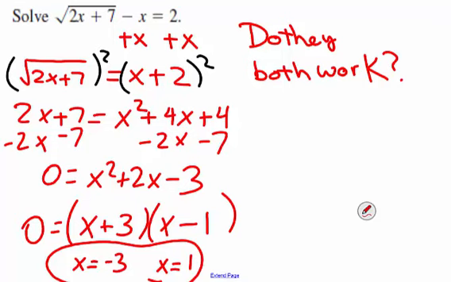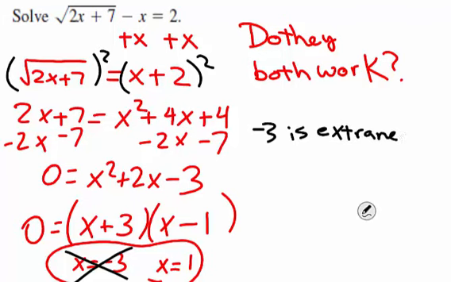Alright, so hopefully by this time you have double checked your work to make sure you get 2 out when you plug in -3 and 2 out when you plug in a 1. But -3 does not work, so that is considered an extraneous solution.